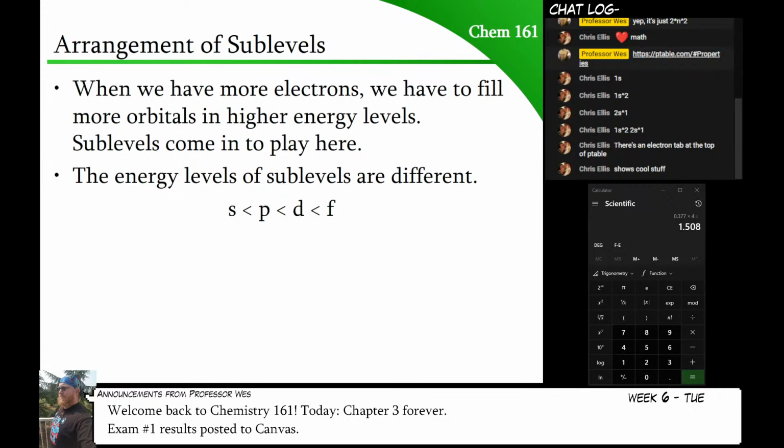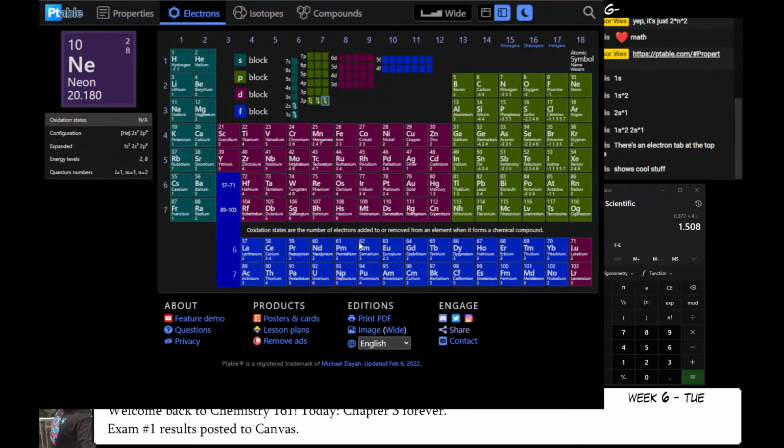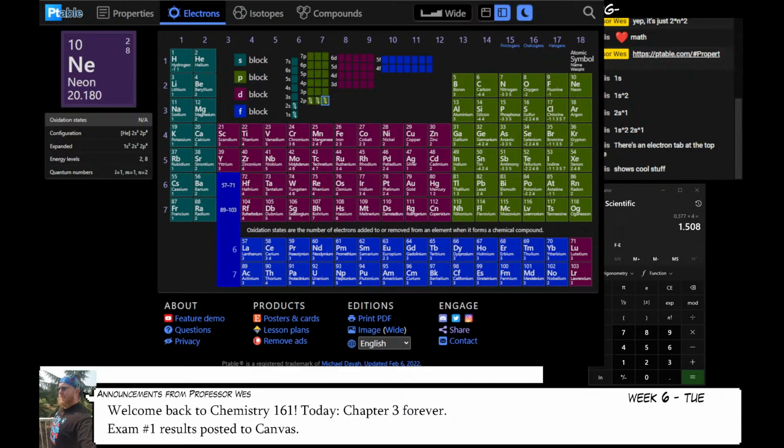That is not the... That's the Orbitron. That's not what I want. That's what I want. Yeah, there you go. So you're going to see here, you could click on any element now, and you could see there's the electron configuration that it's going to go.